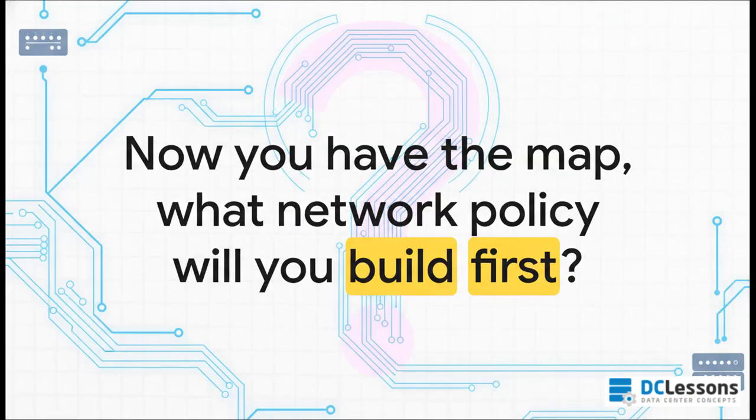So we've given you the map from the highest level policy all the way down to the physical port. The last question is for you. Now that you have this blueprint, what part of your network policy are you going to build, or maybe even go back and refine first?